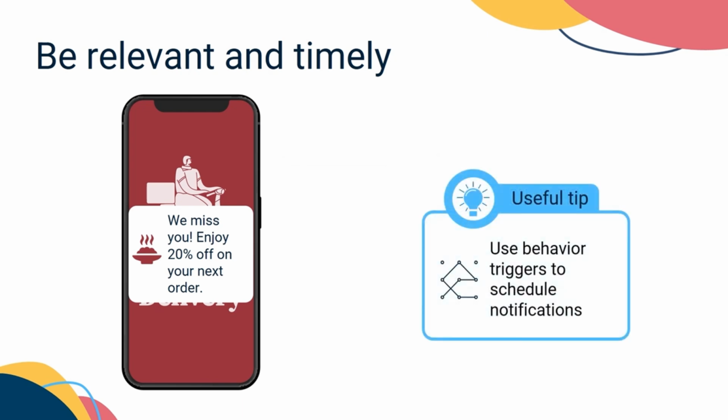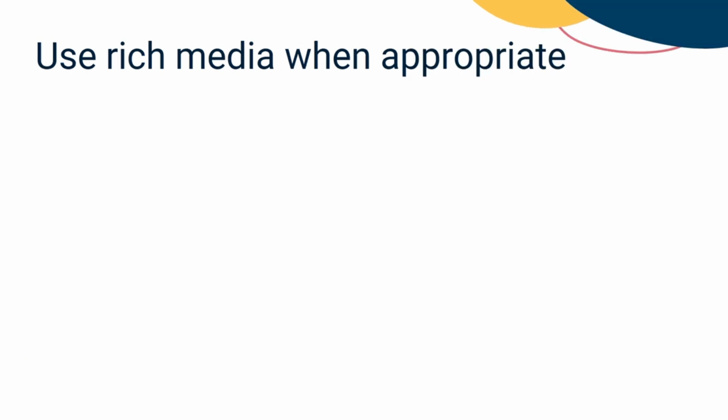Here is a tip. Use behavior triggers to schedule notifications. For example, if a user frequently orders pizza on Friday nights, you can send them a tempting offer on Friday afternoons. Now that we've discussed keeping your notifications relevant and timely, let's explore how to make them visually engaging.